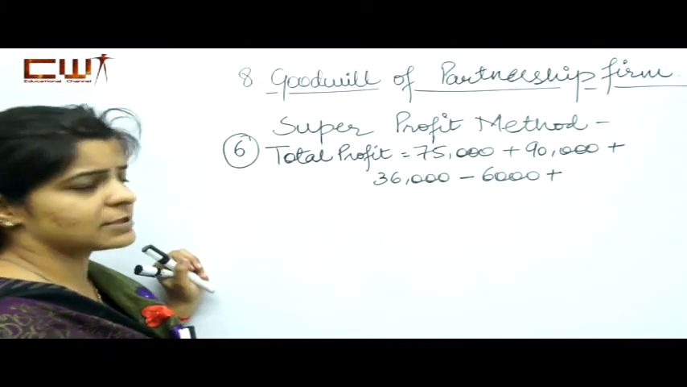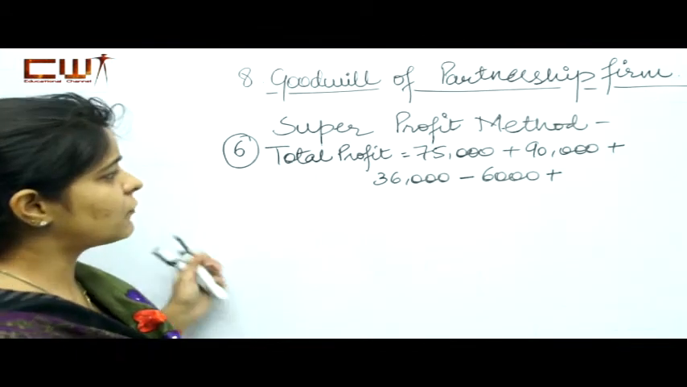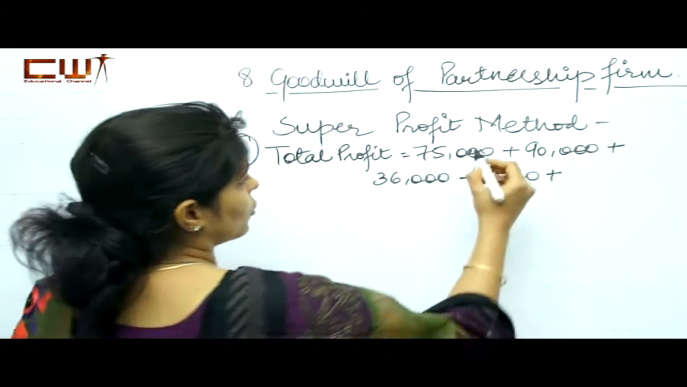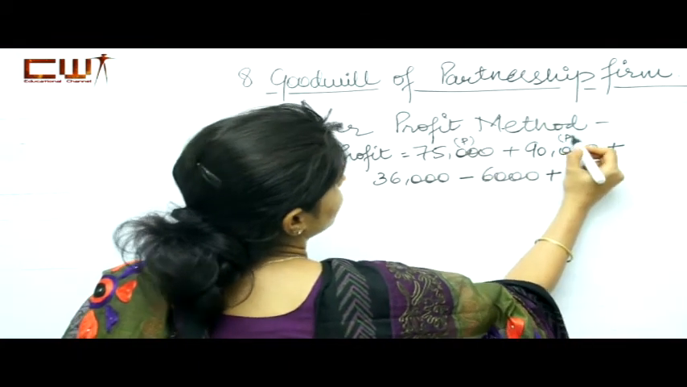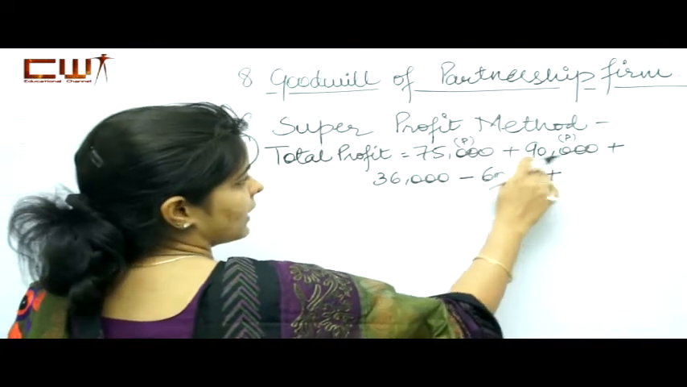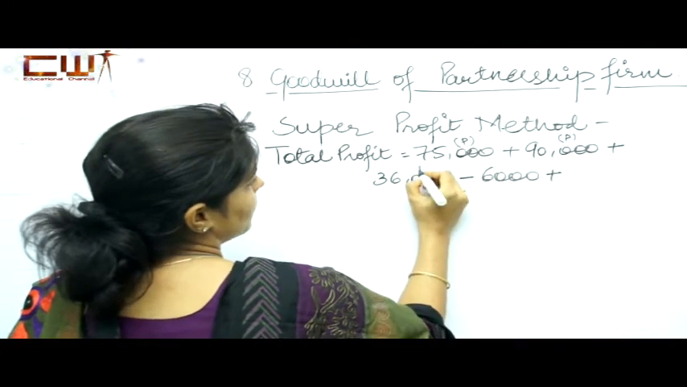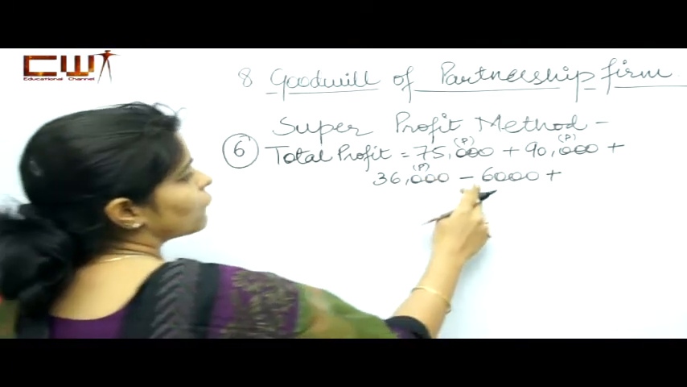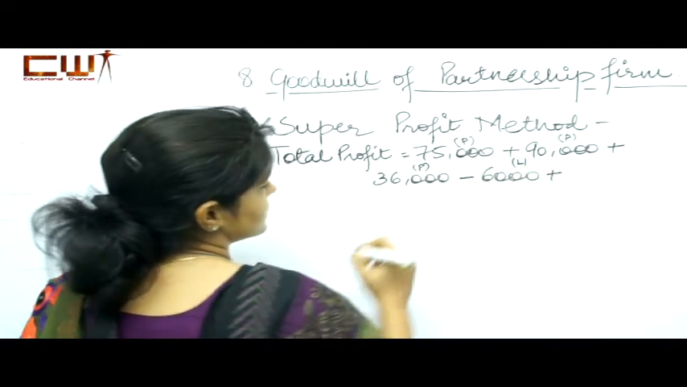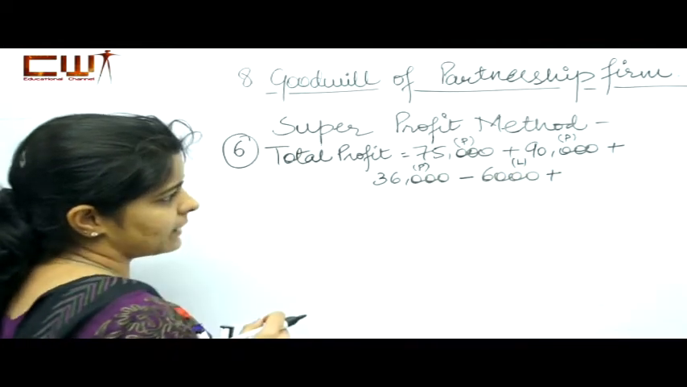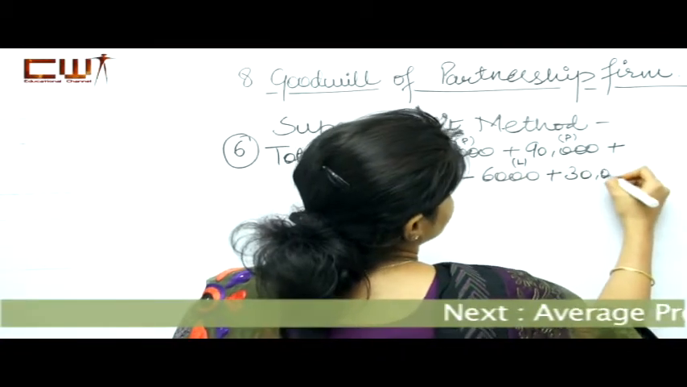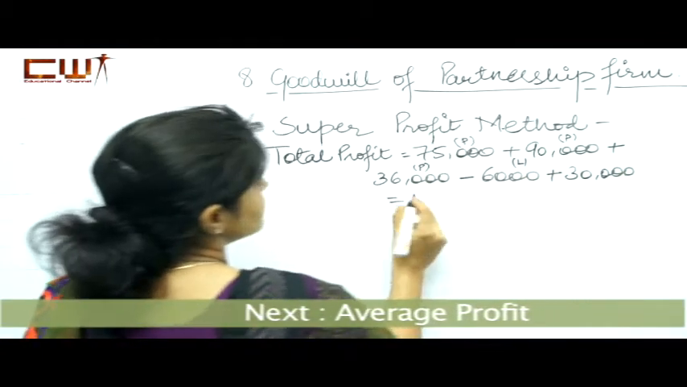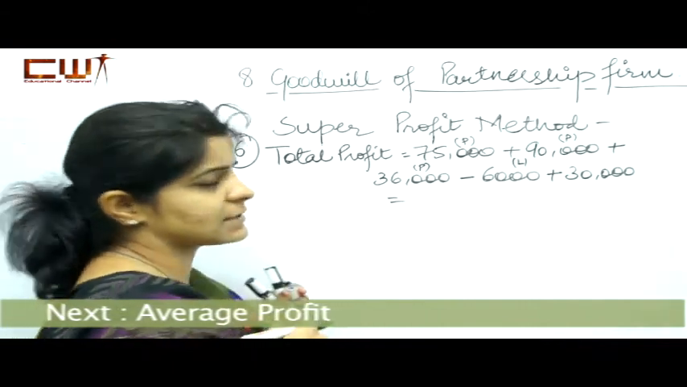They have given profits and losses for the 5 years. For the first year, they have given a profit of 75,000. Second year, they have given a profit of 90,000, so we have added. Third year also, they have given a profit of 36,000. Fourth year, they have given a loss of 6,000, so you better subtract it. Last year also, they have given a profit of 30,000. Right? So this is the profit of the 5 years that's given to you.